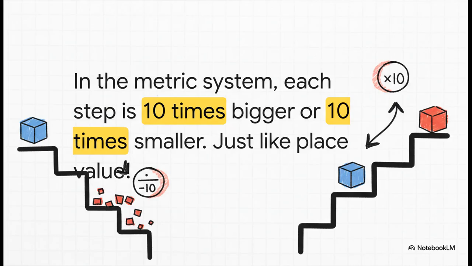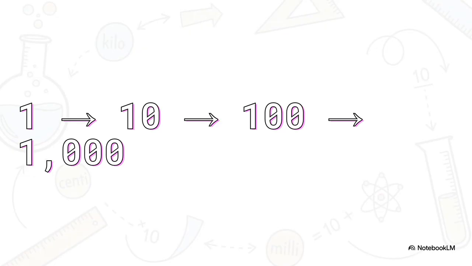And this really gets to the heart of it. You know how in math class we talk about place value? How a digit in one spot is 10 times bigger than the one right next to it? Well, guess what? The metric system works the exact same way. Every single step you take, up or down, is just about multiplying or dividing by 10. And you can see that pattern right here. 1 times 10 is 10, times 10 is 100, times 10 is 1,000. See, you're just multiplying by 10 every single time. This simple little pattern is pretty much the engine that makes the whole system run.